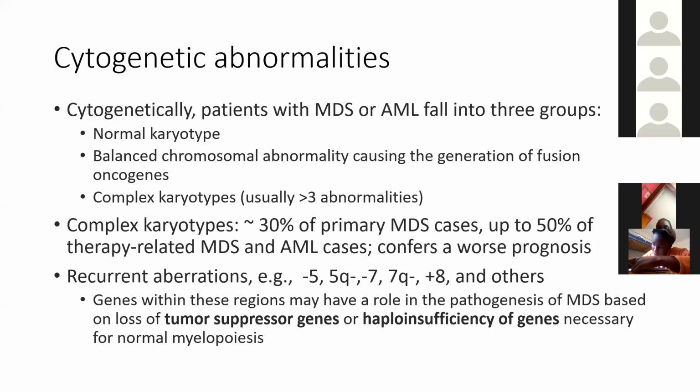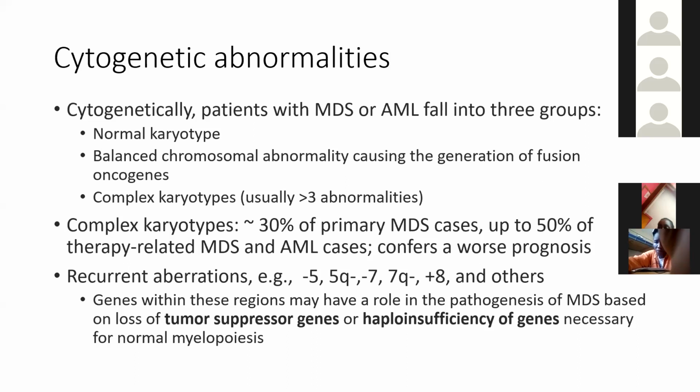Some of the recurrent aberrations or abnormalities, by recurrent aberrations, that means that these are chromosome abnormalities that we continuously or frequently see in myelodysplastic syndromes, such as missing chromosome 5, deletion of the long arm of chromosome 5, a missing chromosome 7, deletion of the long arm of chromosome 7, an additional chromosome 8, and several others.